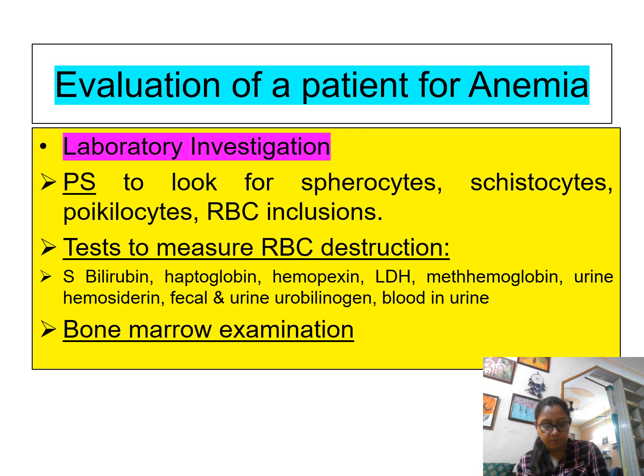Blood smear examination करते हैं, leukocyte and platelet quantitative and qualitative examination. Then we also look in detail at the peripheral smear. We'll look for presence of spherocytes, schistocytes, poikilocytes, RBC inclusions. And if RBC destruction हो रही है, तो उसके लिए भी हमारे पास बहुत सारे टेस्ट होते हैं, like serum बिलिरुबिन, हेप्टोग्लोबिन, हीमोपेक्सिन, LDH that is lactate dehydrogenase, methemoglobin, urine hemosiderin, fecal and urine urobilinogen, blood in urine. And finally we have to go for bone marrow examination also.